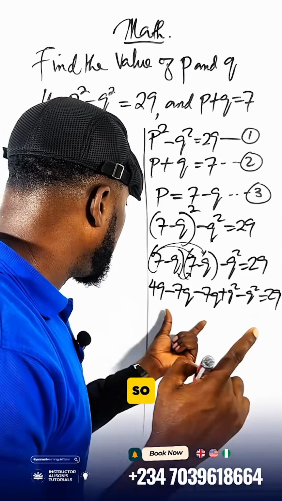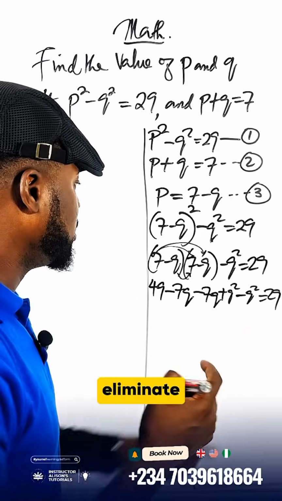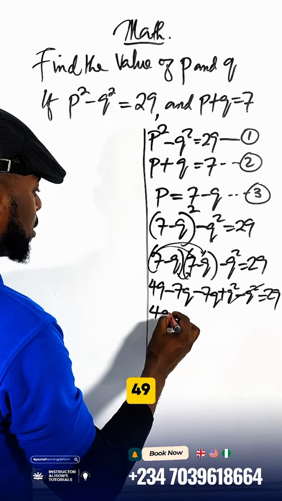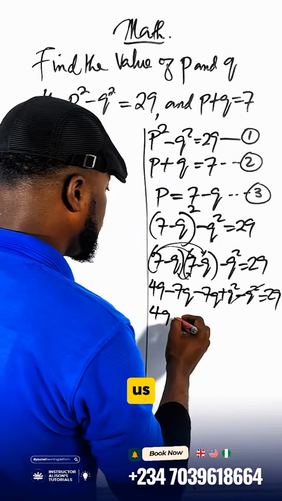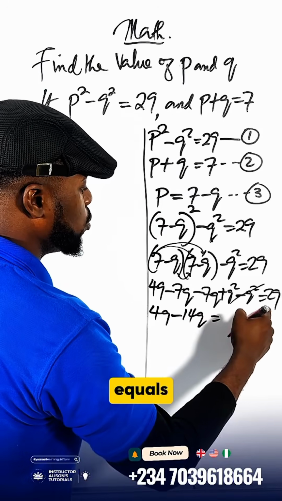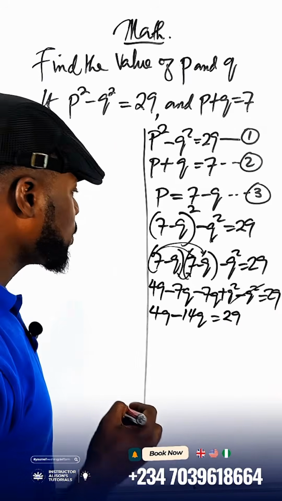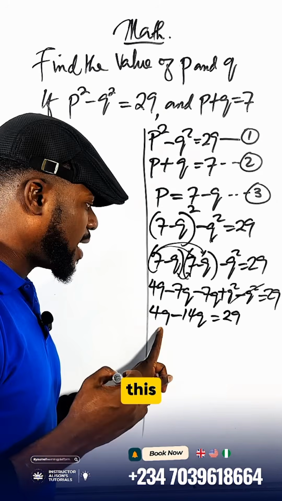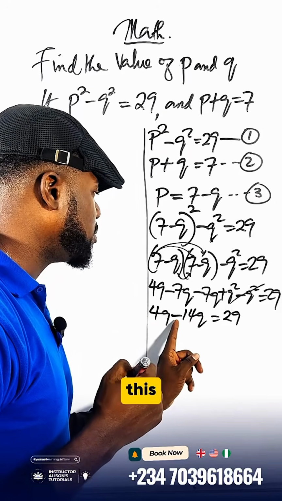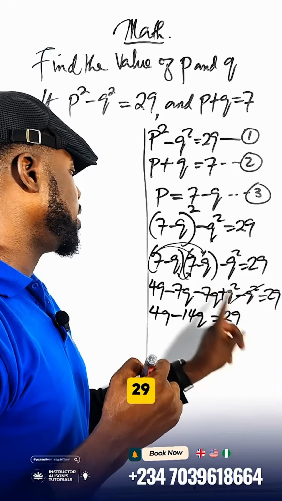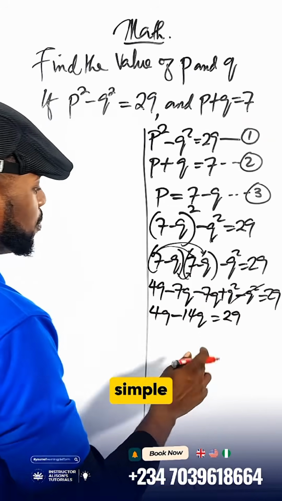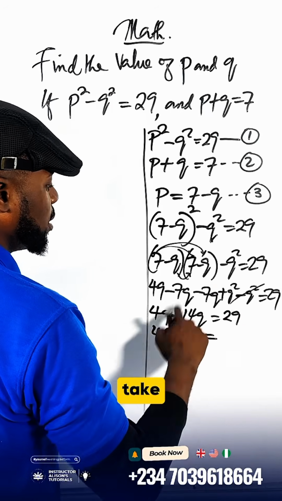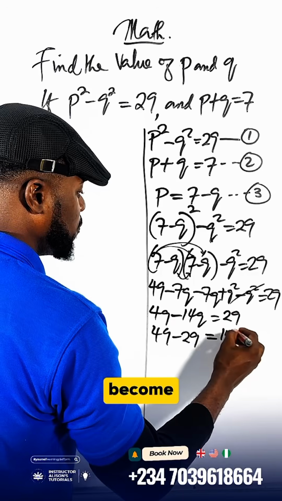We're making progress. So at this point, you can see that this will eliminate itself. Q squared minus Q squared, that gives you 0. And then we're having 49 minus 7Q minus 7Q will give us minus 14Q equals this particular 29. So what is left? If you want to get the final value for Q, you can decide to pull this guy across. Or you can pull this minus 14Q over there and then 29 over here. Either way it works. So you want to keep it simple. Let's bring this 29 over here. So we have 49 minus 29 equals, take this negative 14Q over to become 14Q.